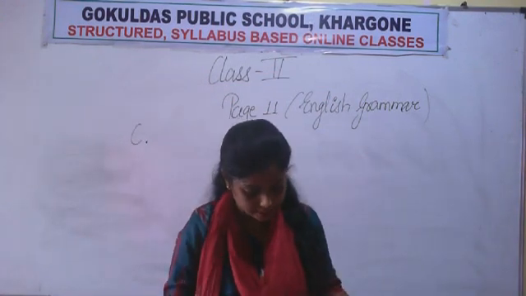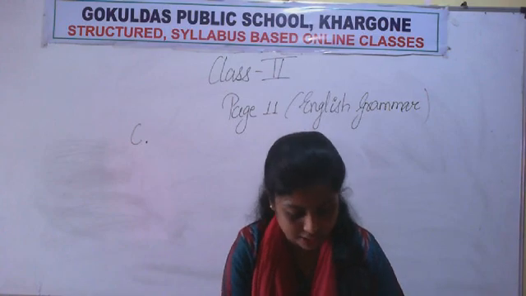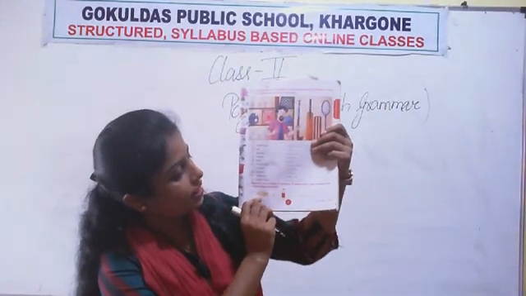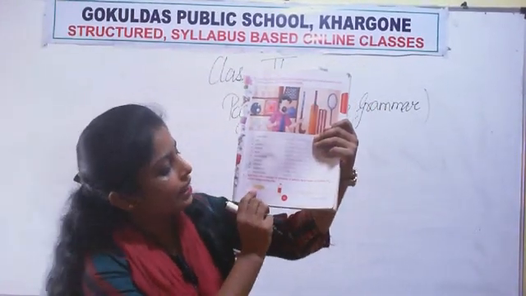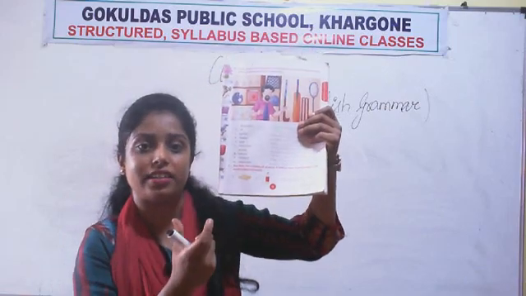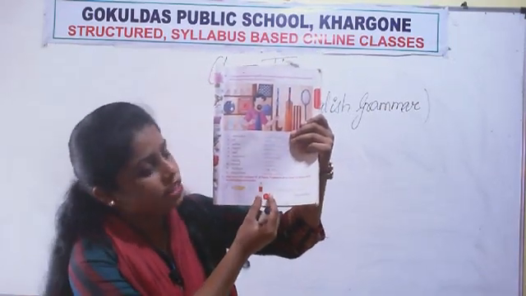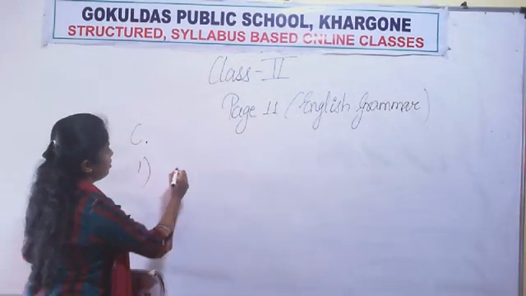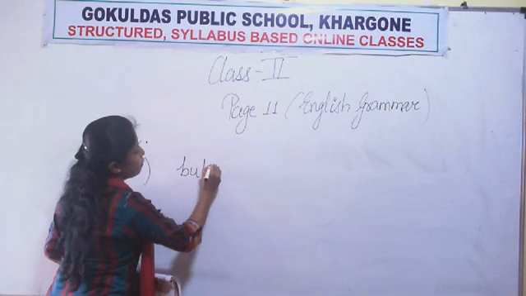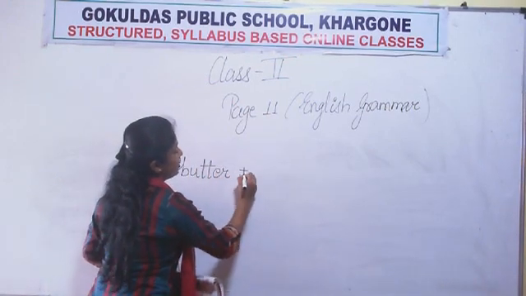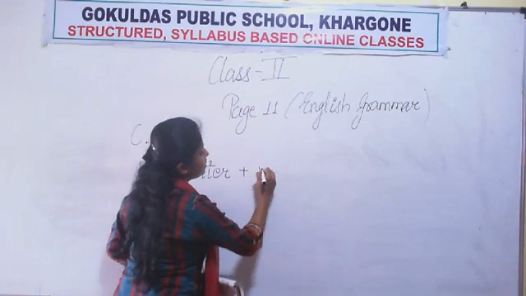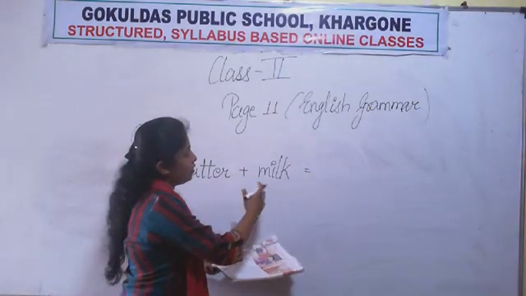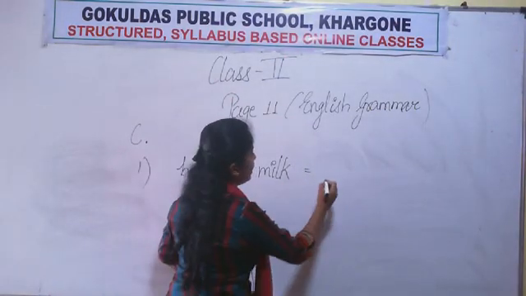The first question: two pictures are there. One is of a piece of butter, and the second picture is of a milk can. So if we add these two words, what is the first word? First word is butter. Now start writing fast. Butter plus milk. And what do we get after adding these two words? We get buttermilk.